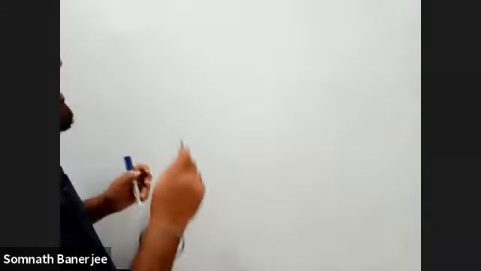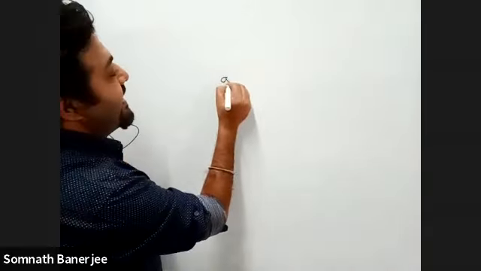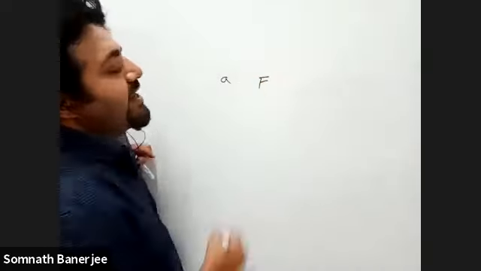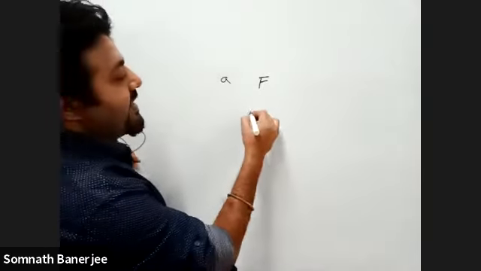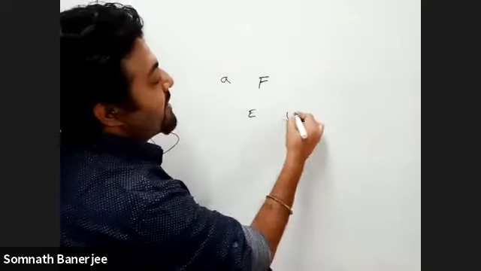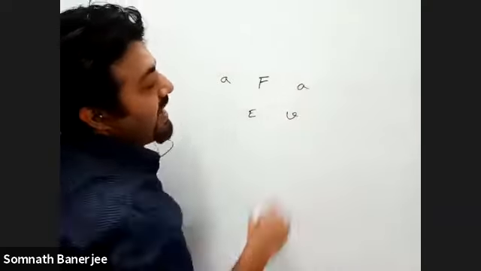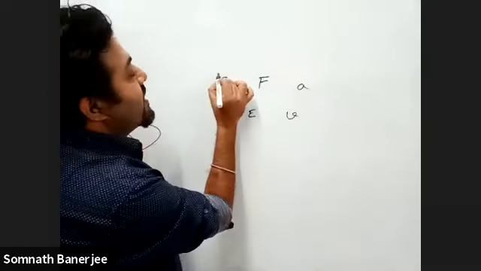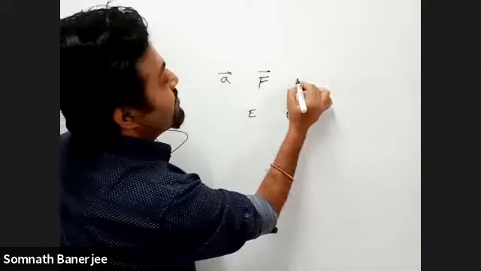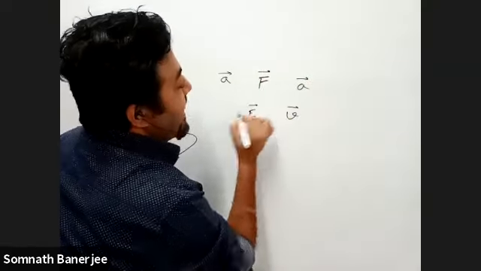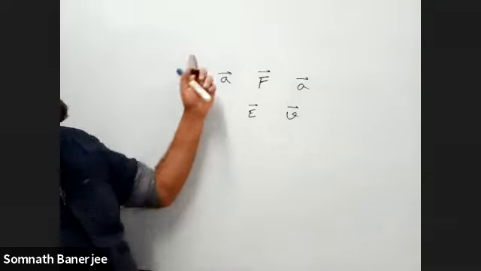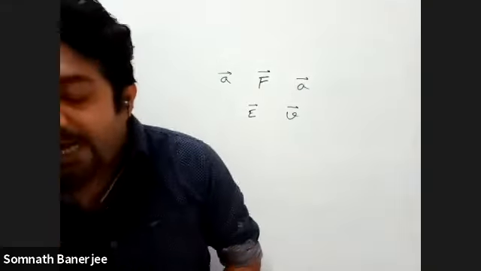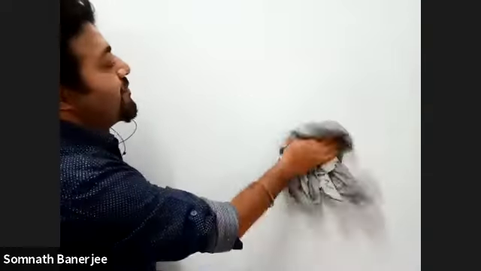How do we represent a quantity? Suppose we represent a physical quantity. We can write F for force, E for electric field, V for velocity, A for acceleration. When we put an arrow on the head, that arrow represents that these are all vector quantities. So from that point of view, you have two types of representation.